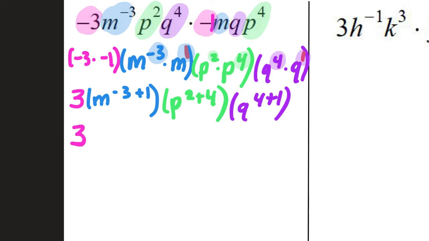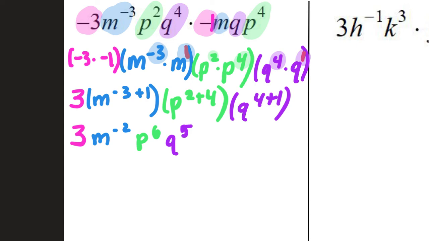Now if I simplify, this stays as 3. The m to the negative 3 plus 1 is m to the negative 2. For the p, 2 plus 4 gives me a value of 6. And for my q, 4 plus 1 gives me a value of 5.